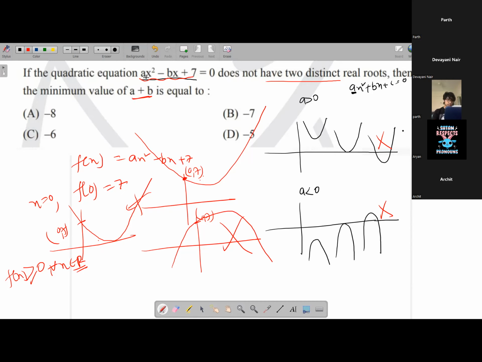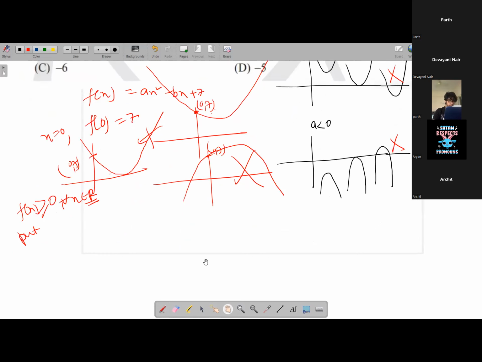Now, look at the equation. How would you make this kind of expression? Just put x equal to 1. If you put x equal to 1, you will get a minus b. No, you want a plus b. So put x equal to minus 1. You will get a times (minus 1) whole square minus b times (minus 1) plus 7 greater than or equal to 0. So a plus b is greater than or equal to minus 7. So the minimum value of a plus b would be minus 7. So your answer would be this.